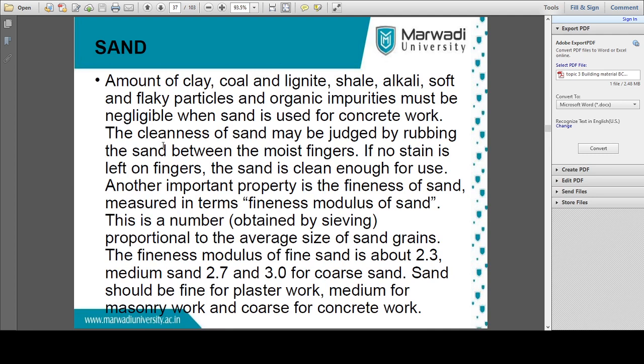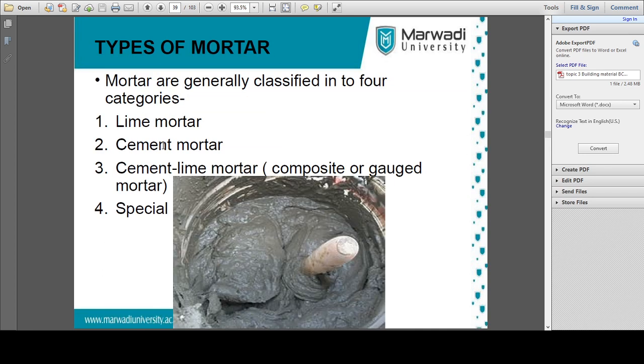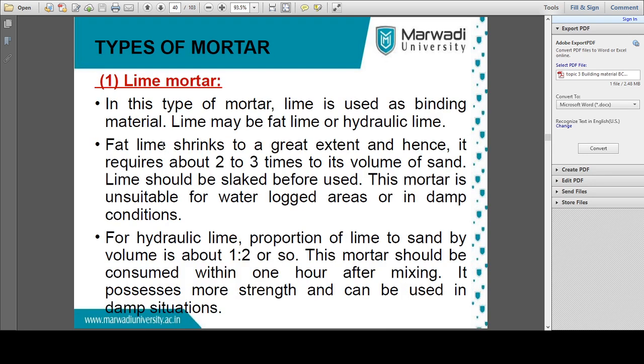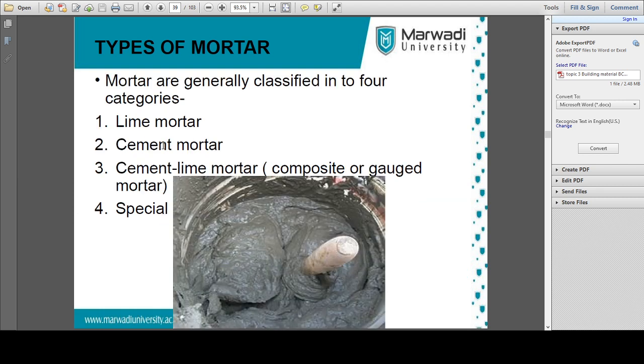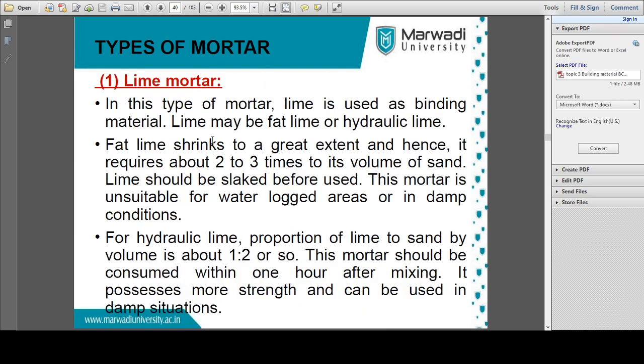And now in today's lecture we are starting with the mortar, right? So basically there are four types of mortar which are available on site. First one is lime mortar, second cement mortar, third one is cement lime, a combination of both cement and lime, and fourth one is special category. So first of all, lime mortar.